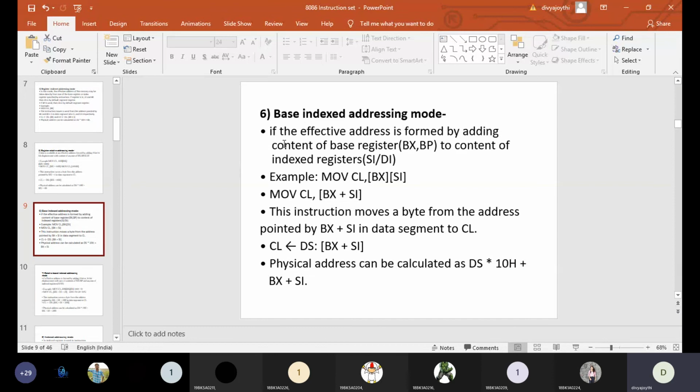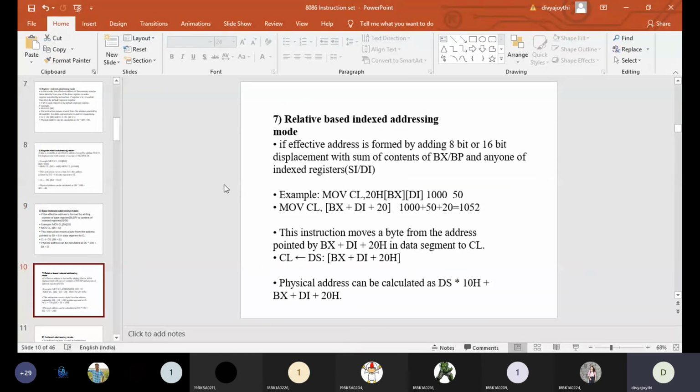So try to observe this. This is simply base indexed. That means the instruction will contain one base register and one index register. But here it is relative base indexed: a displacement value, one base register and one index register.